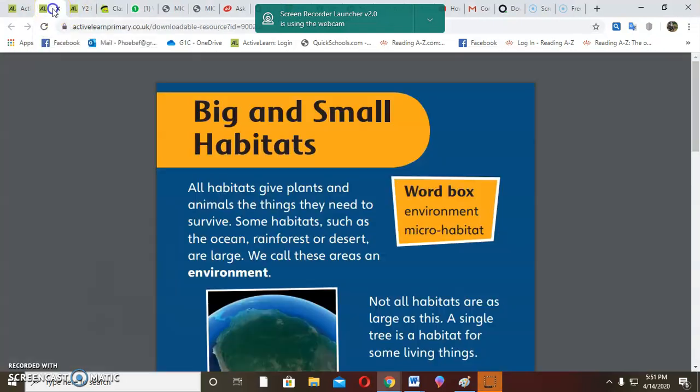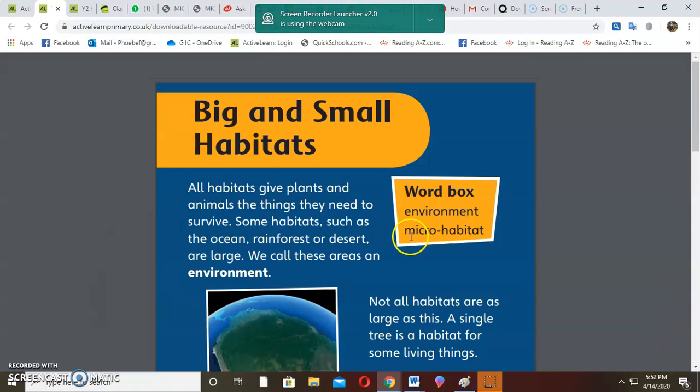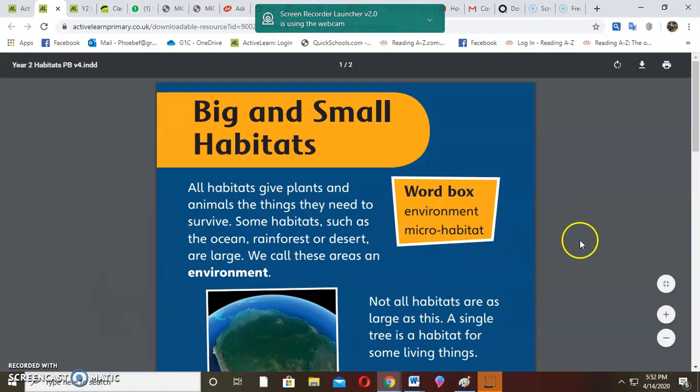Okay. So that's it. Now let's try and look at something. So we are going to learn big and small habitat. Look at the word box, environment. We've just looked at the meaning and we've just learned what a microhabitat is. So what is an environment? We say that an environment is a place where people, plants, and animals live. Okay? And we gave a rainforest or a desert as an environment. Okay, so let's get reading.